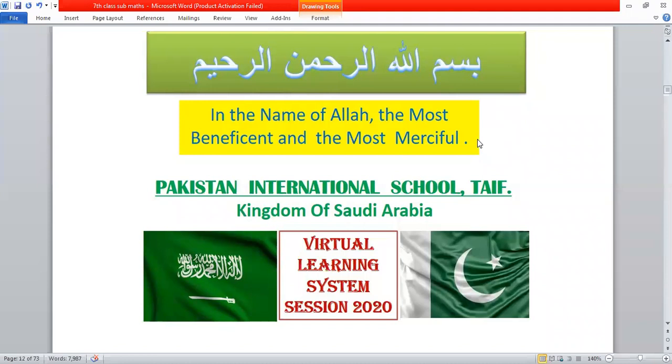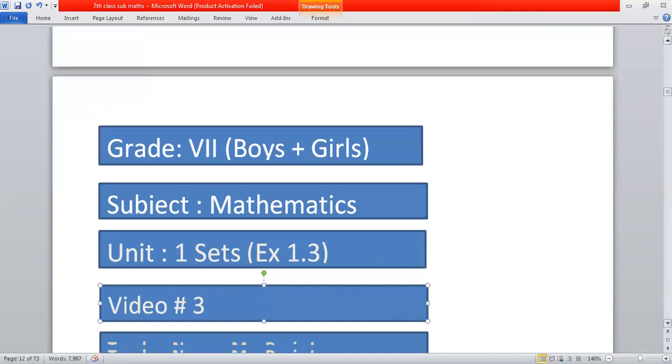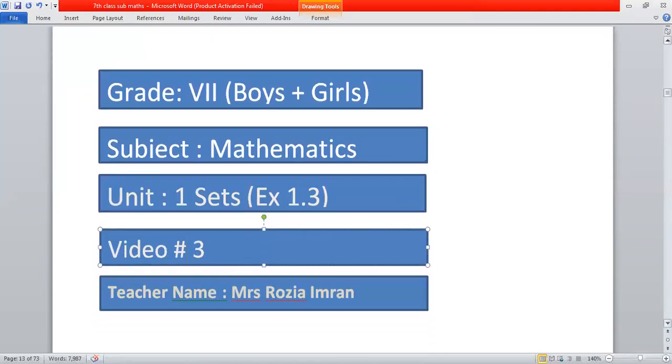Now, come to the third lecture. We are going to start our third lecture. Before starting, first of all, we discuss the previous lecture, what we studied yesterday. In our second lecture, we studied different operations on sets. I explained how to find the union, intersection, and difference of two or more than two sets.